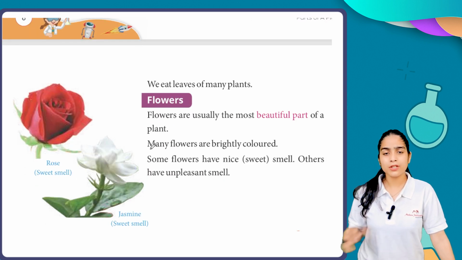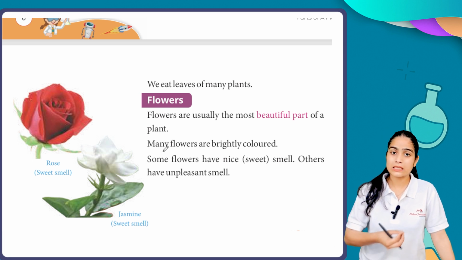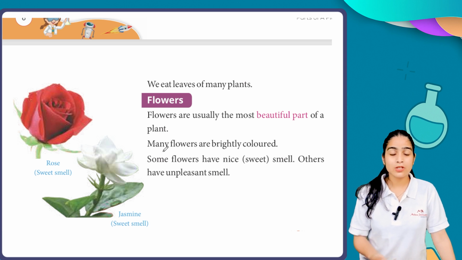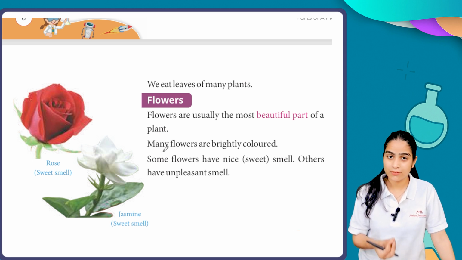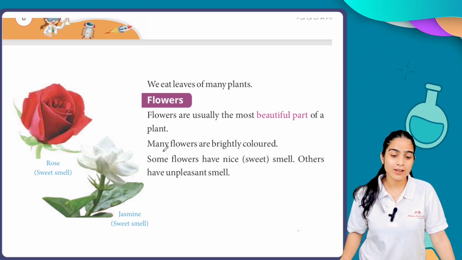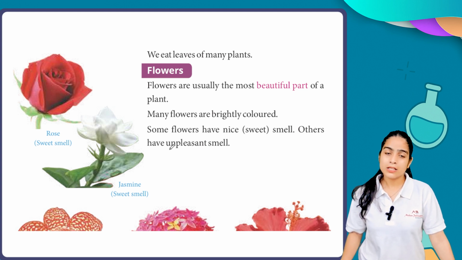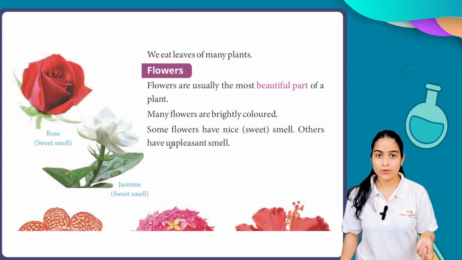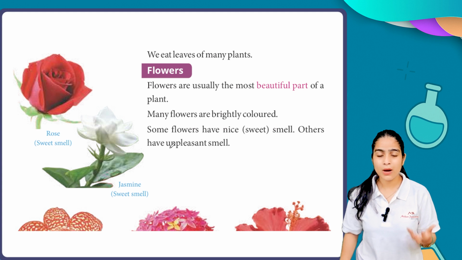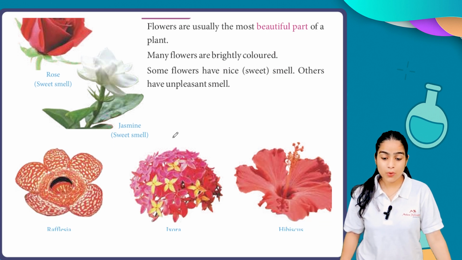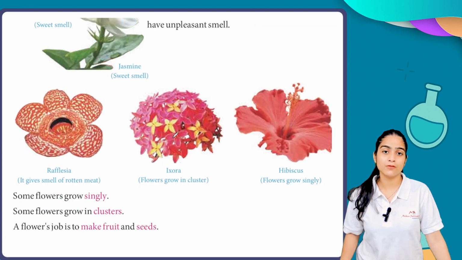So in flowers we have different colors. You are also able to see yellow sunflower, red roses, yellow roses, white jasmine. So these are the different and bright colors we have in flowers, which bless our mind. So some flowers have a nice sweet smell, others have an unpleasant smell too. So it's not possible that each and every flower smells good. Some of them also smell bad and unpleasant. For example, we have rose, jasmine, rafflesia, ixora, hibiscus. These are the different flowers we have.